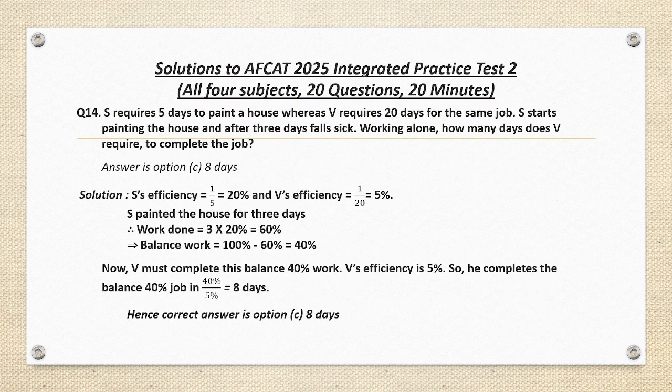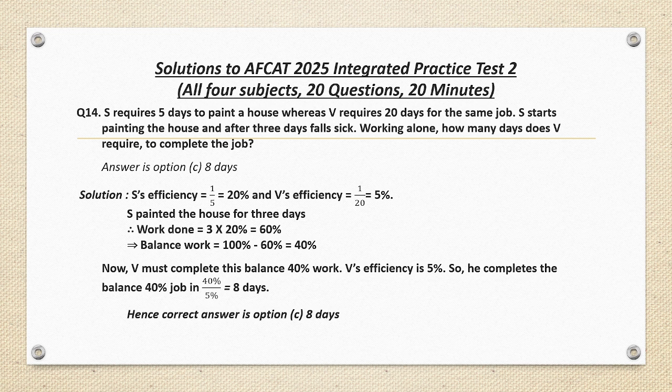Then question 14. This is time and work. S requires 5 days to paint a house, whereas V requires 20 days for the same job. S starts painting the house and after 3 days falls sick. Working alone, how many days does V require to complete the job? Right? You would have got an idea, right? 5 days S work. You subtract it from 1, and whatever balance work, that much work V has to do, right?